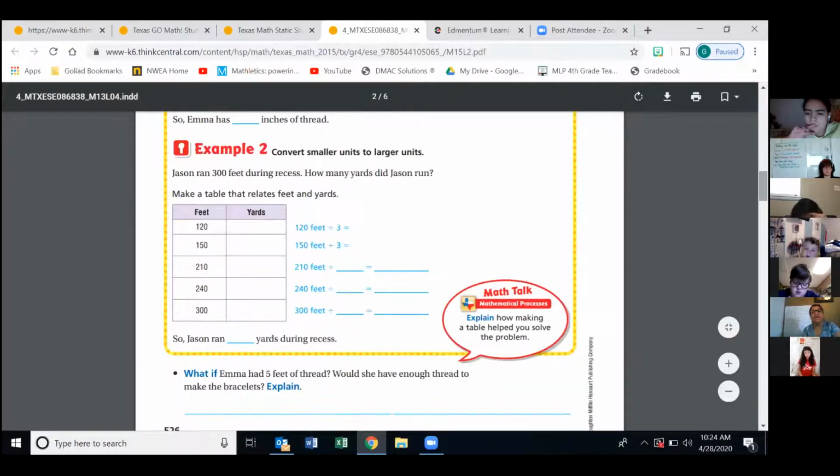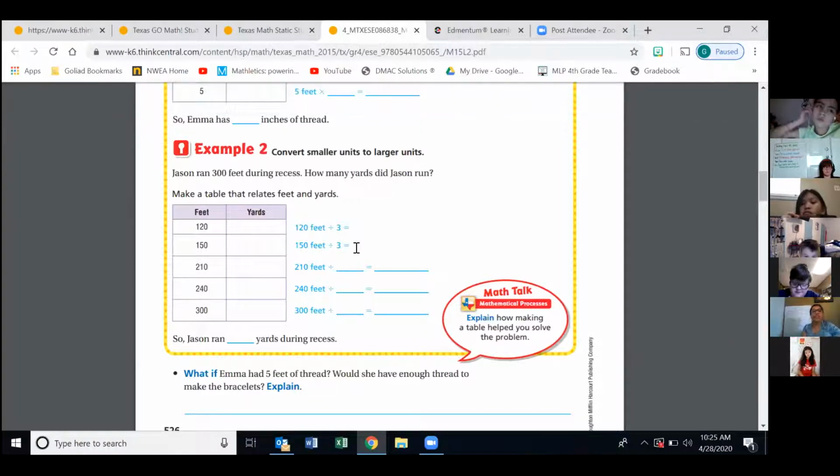Boys and girls, if you're doing the packet, if you're doing online, these are exactly alike. If you're doing the packet, this is the one you're doing. If you're doing online, it looks just like this. So if we went from a smaller conversion to a larger conversion, it says Jason ran 300 feet during recess. How many yards did Jason run?